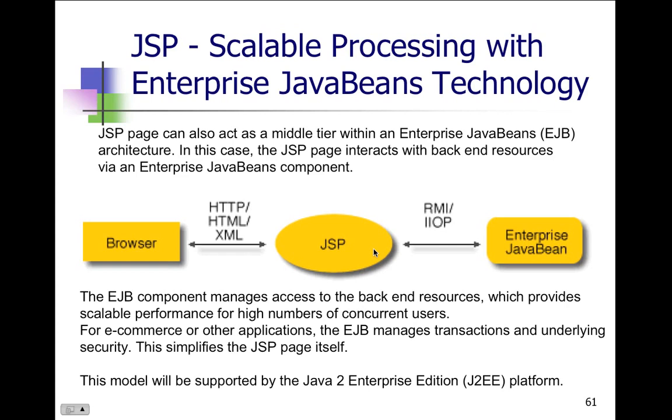So the enterprise Java bean component manages access to the back-end resources, which provides scalable performance for a high number of concurrent users. You're going to use this technique, an enterprise bean, if you're going to have a larger number of users simultaneously connected. So for e-commerce and other applications, the Java enterprise beans manage the transactions and underlying security. This simplifies the JSP page itself, makes the page not as feature-rich. Instead, we have the bean doing most of the work. The model is supported by the J2EE platform.